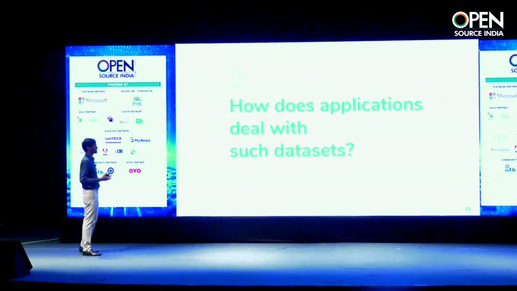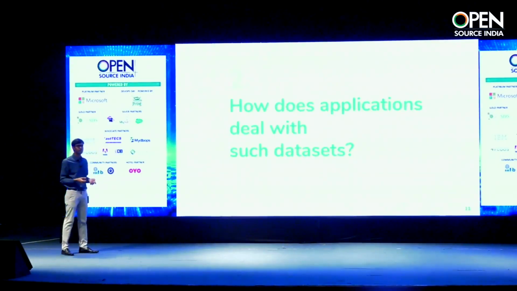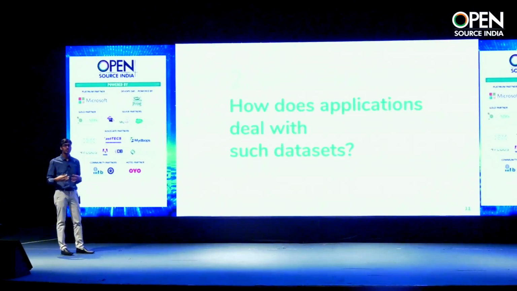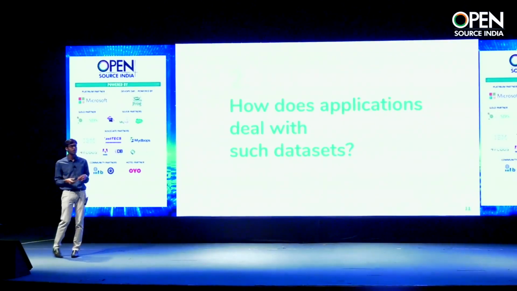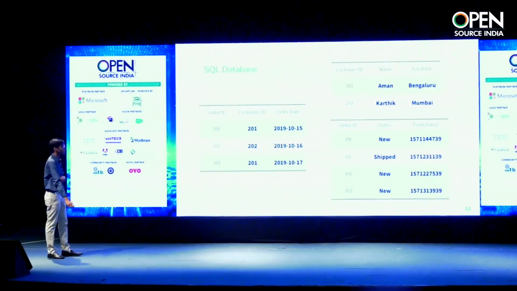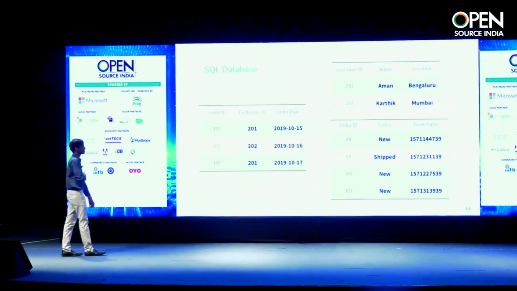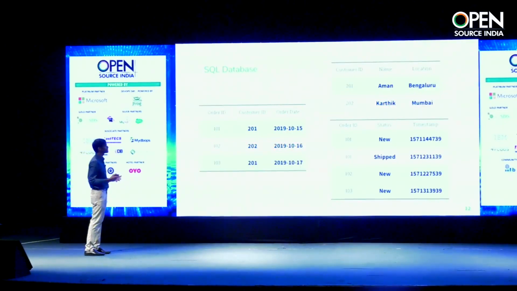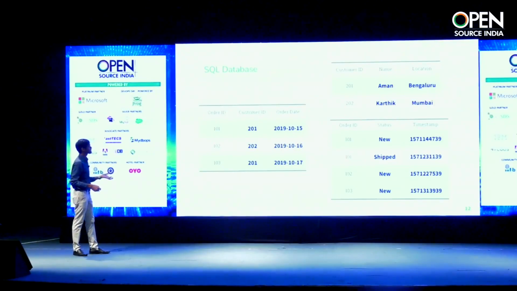So how do applications deal with such data sets when there's so much complexity and we want to understand the relationships a lot more? We have a few levers to deal with this. Let's look at SQL databases. I'm going to take a simpler example now so that we can discuss it more. In this case, this is an e-commerce data set. We have 3 different entities. These are tables in SQL databases. We have an order table, a customer table, and an order status table.